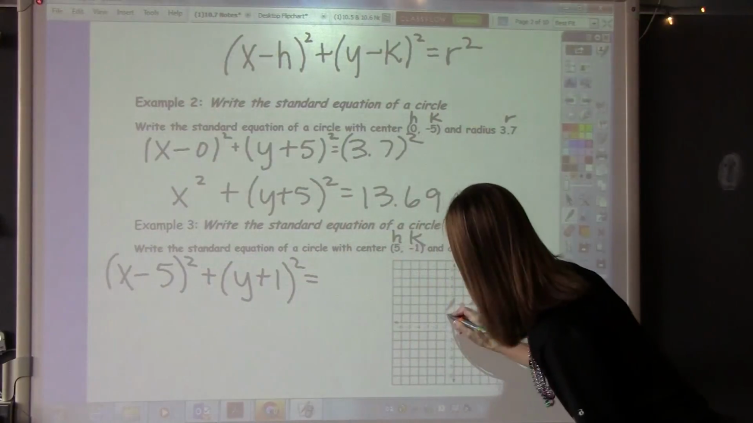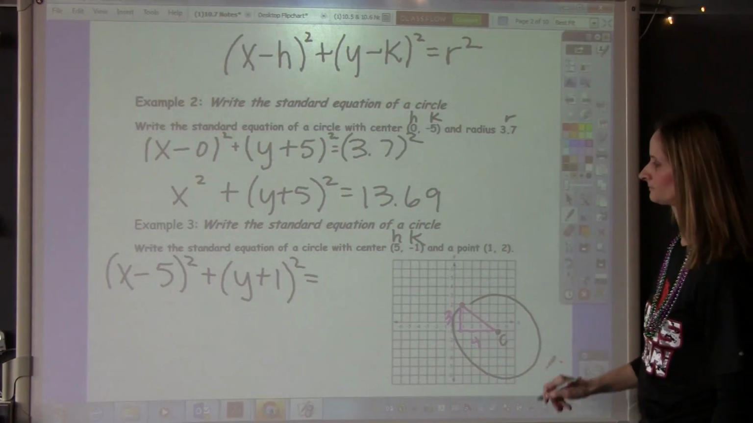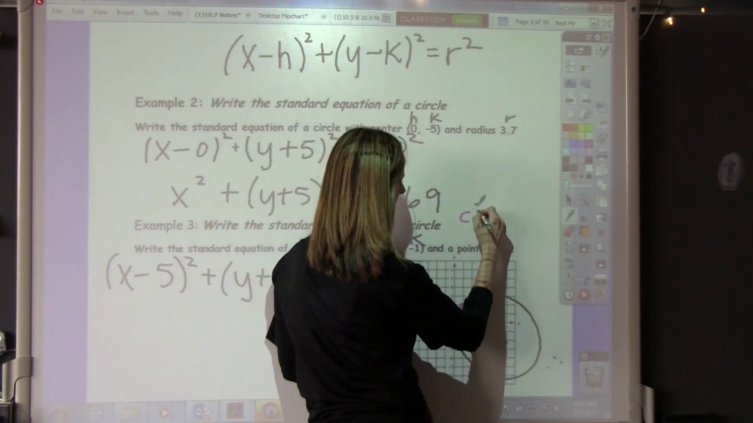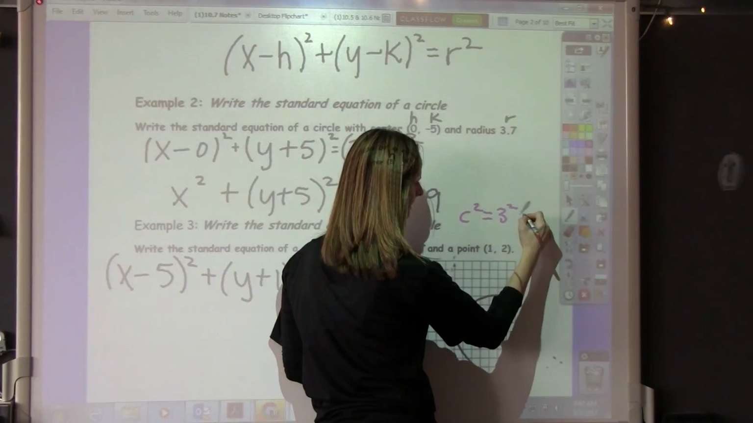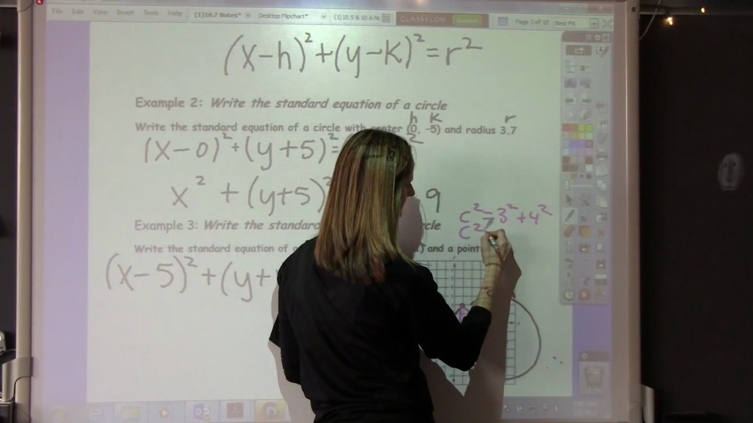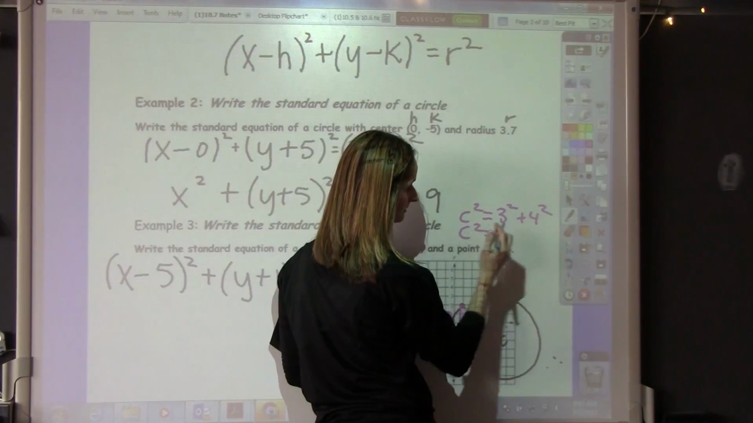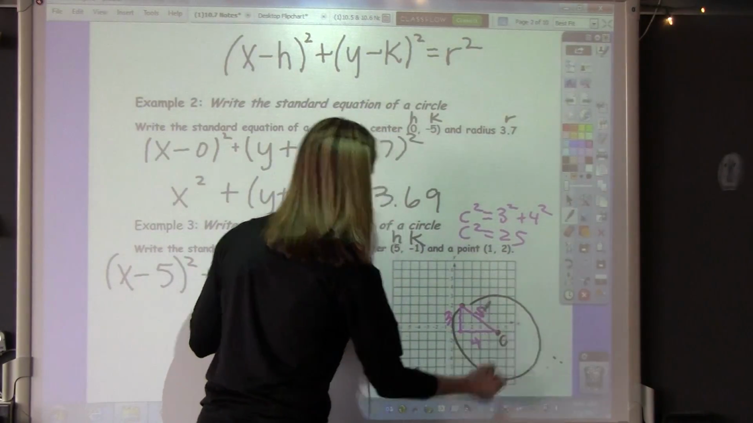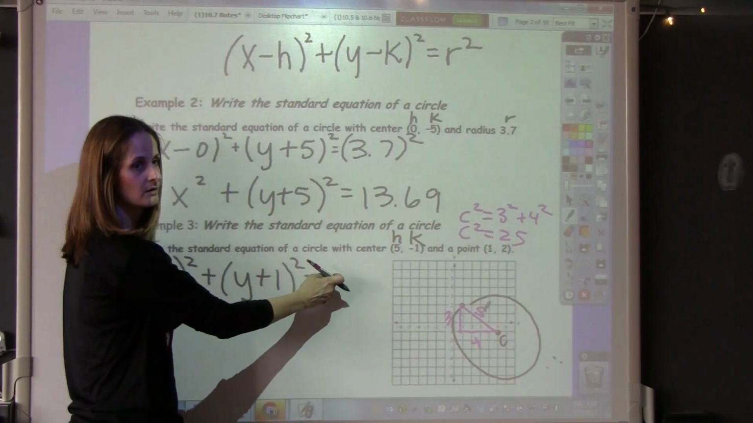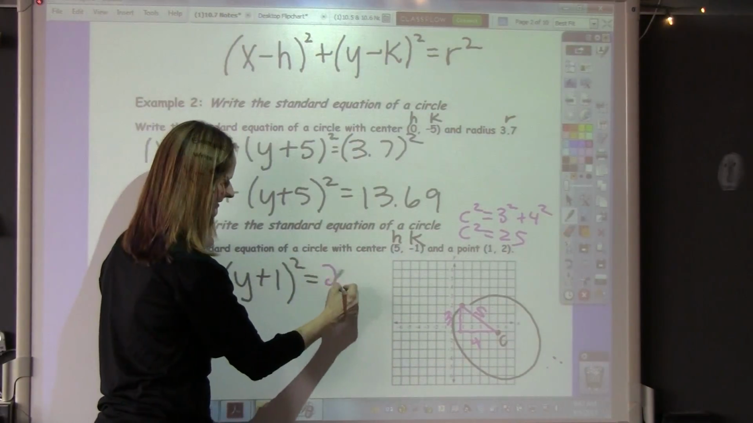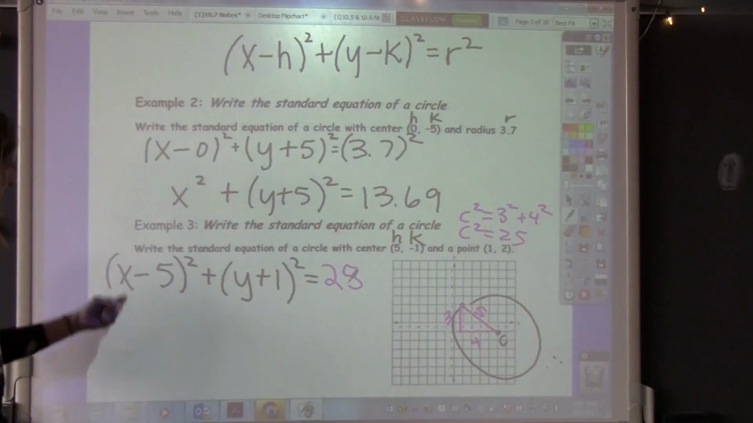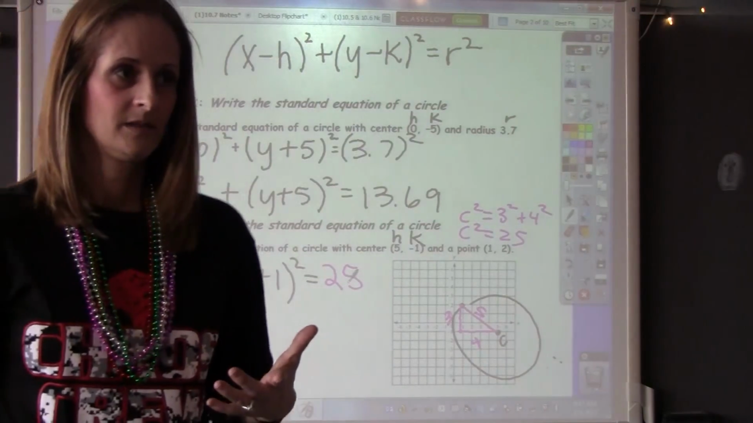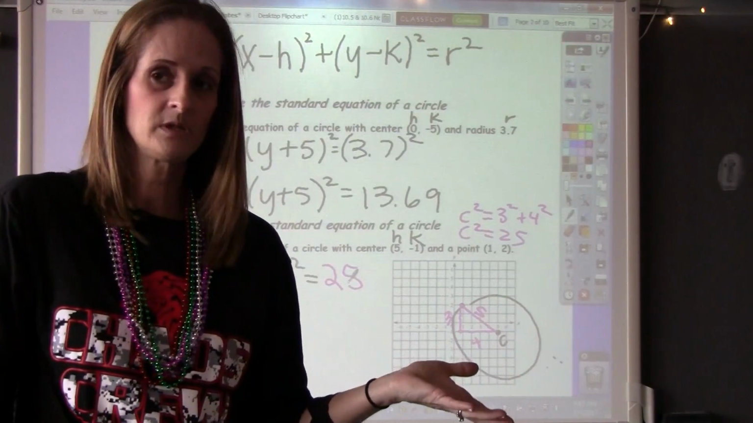Okay, so that looks like 3, 4. We already know what it is because of Pythagorean triples, but c squared equals 3 squared plus 4 squared, c squared equals 25. Take the square root of both sides. 5. Radius is 5. So what number goes here? 5 squared. There you go. That's it. So if you are not given the radius, sometimes you got to find the radius, most of the time using Pythagorean theorem.